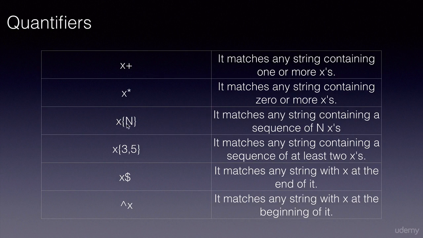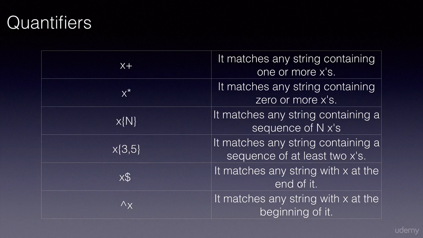Then comes the range. x within curly brackets n matches any string containing a sequence of n x's. If I replace n with 3, that means any string with 3 x's will match that pattern. We can also specify the range 3, 5, meaning there should be at least 3 x's in that string and a maximum of 5 x's.